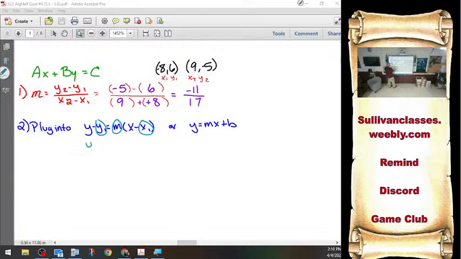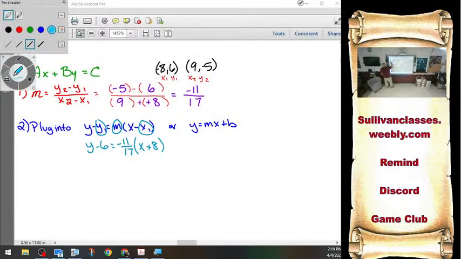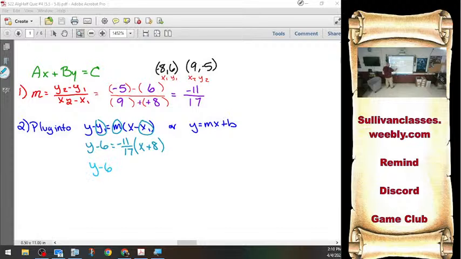I plug them in. y minus 6 is slope negative 11 over 17 times x minus negative 8. Are you okay if I say plus 8 right now? Minus a negative 8 is plus 8. If you got a calculator, let the calculator do the heavy lifting for you. I'll distribute, getting big ugly, negative 11 17ths x minus 88 17ths.